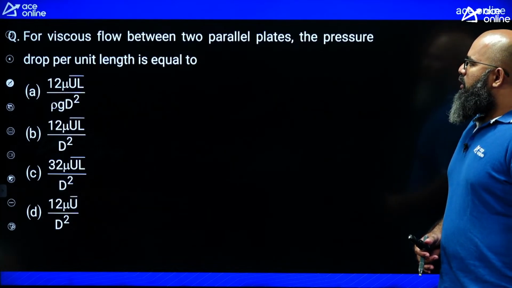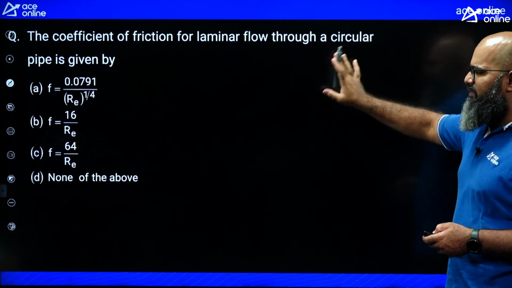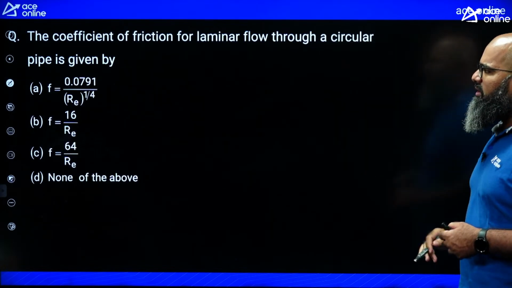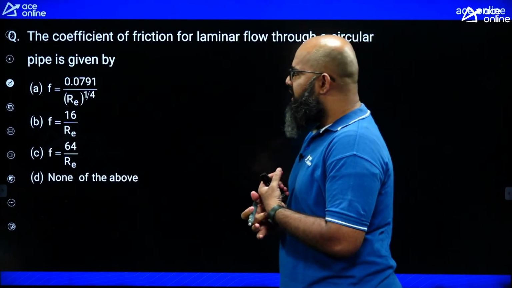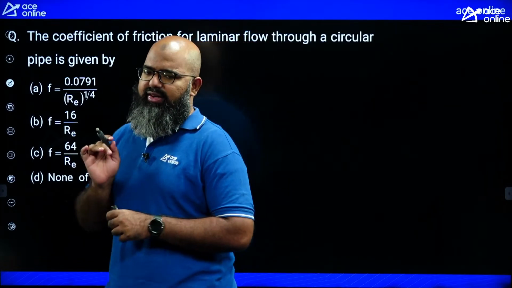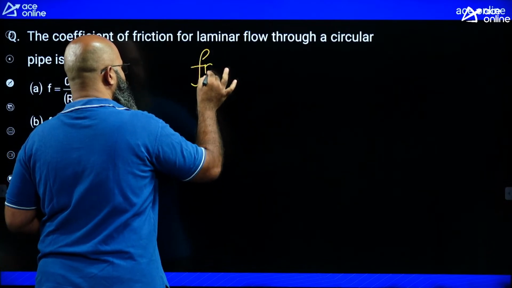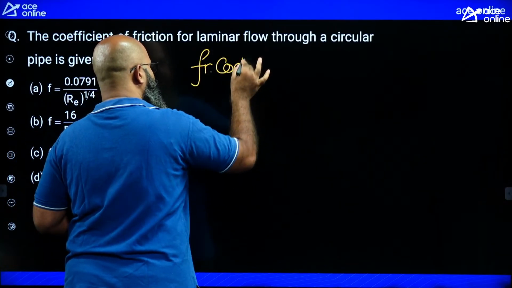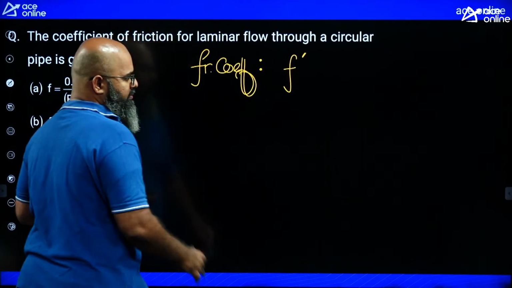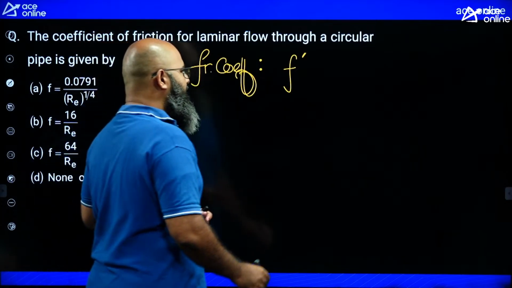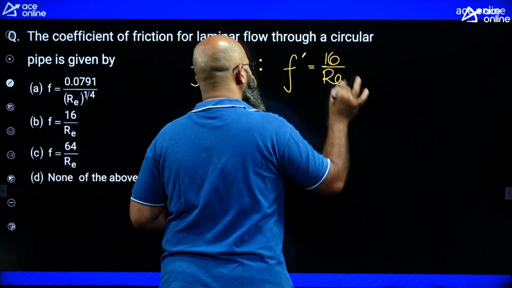For a viscous flow between two parallel plates, the pressure drop is equal to. Now parallel plates is not a concept, you can skip this thing. Let us come to this question. Now the coefficient of friction, please be careful over here regarding friction factor and coefficient of friction. Whenever the word friction coefficient comes in laminar flow, I use f prime, but books may use f also. The value of this f prime is equal to 16 divided by Re.